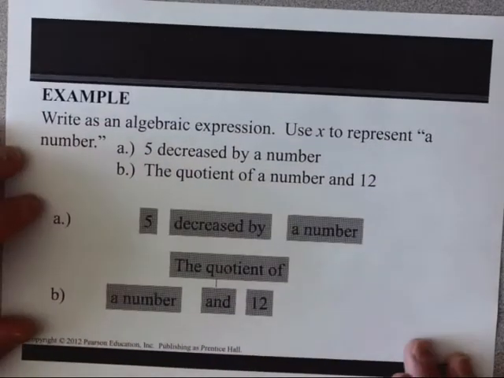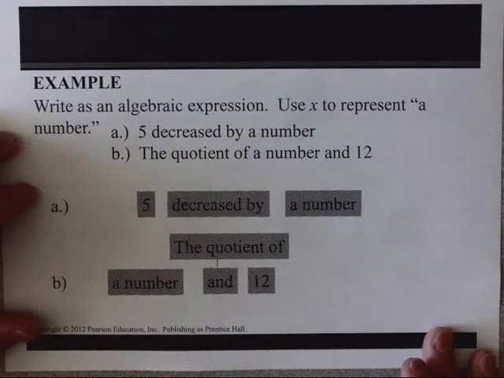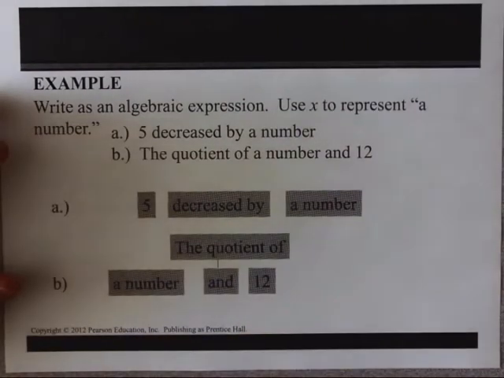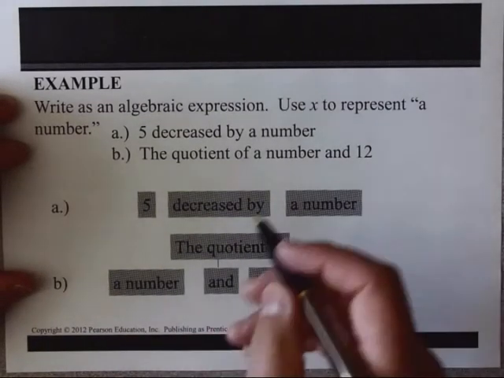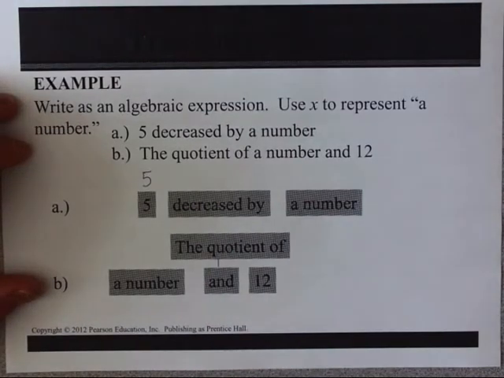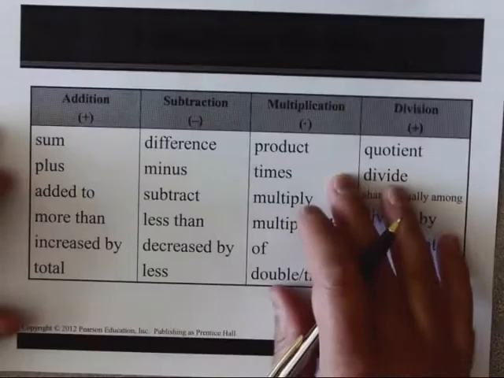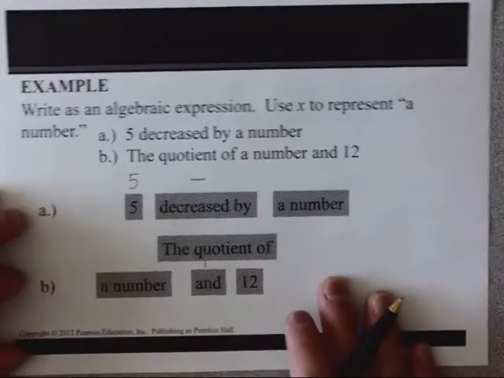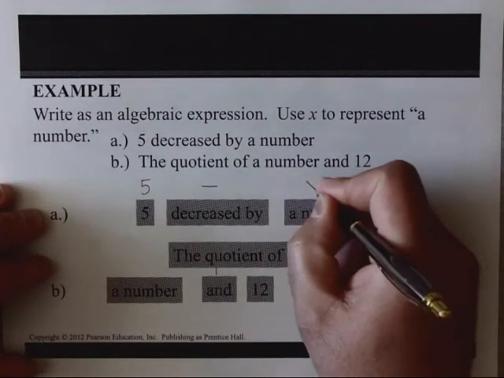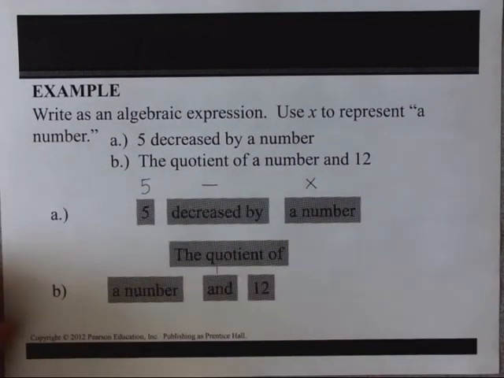So if I look at an example of this, write an algebraic expression, use x to represent a number. So 5 decreased by a number, right? So 5 obviously is just the number 5. Decreased by means subtraction. That was on the list, right? So go back to the list. Decreased by. And by a number, so a number that's unknown, so that's our variable x. So 5 minus x.